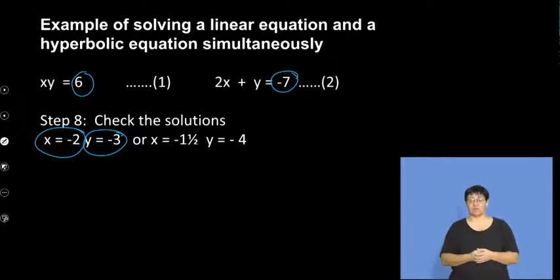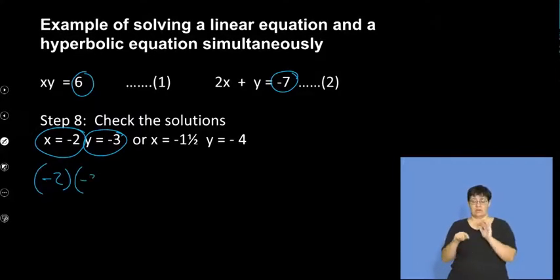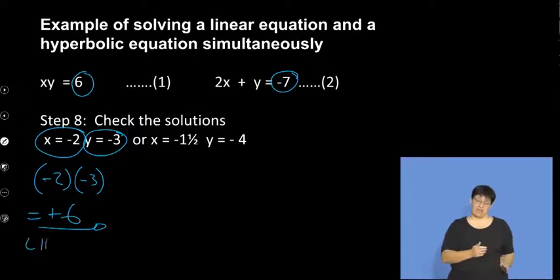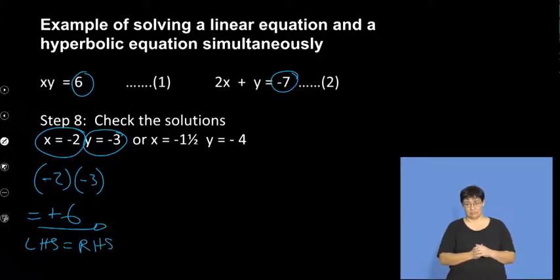So for this one, it's xy equal to 6. It means it's negative 2 multiplied by negative 3. This must give me 6, right? So negative and negative is a positive. 2 multiplied by 3 will definitely give me 6. So you can see that the left-hand side is indeed equal to the right-hand side.